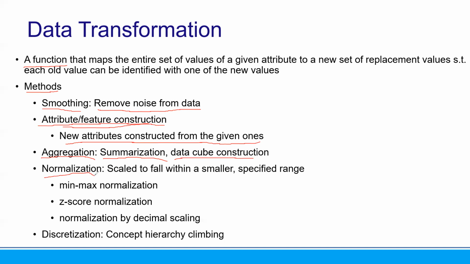Normalization. In normalization, the data is scaled to fall within a smaller value range or a specified range. We will learn those three: min-max normalization, z-score normalization, and normalization by decimal scaling. And we can also learn some concepts about discretization, which is the concept of hierarchy climbing. So let's learn one by one.